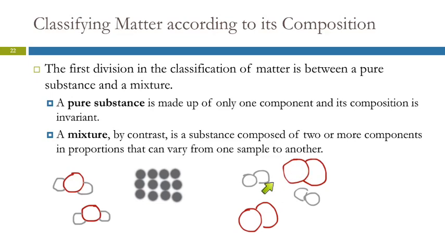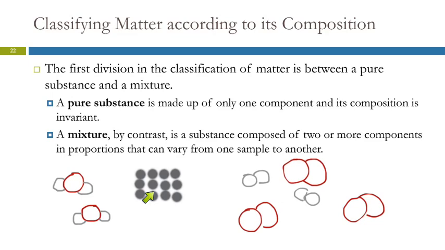Because I could change the composition. Right now I have two oxygen particles and two hydrogen particles. But I could throw in another oxygen particle. The composition has changed. It's not 50-50 anymore. Now I've got more oxygen. You can change the composition.